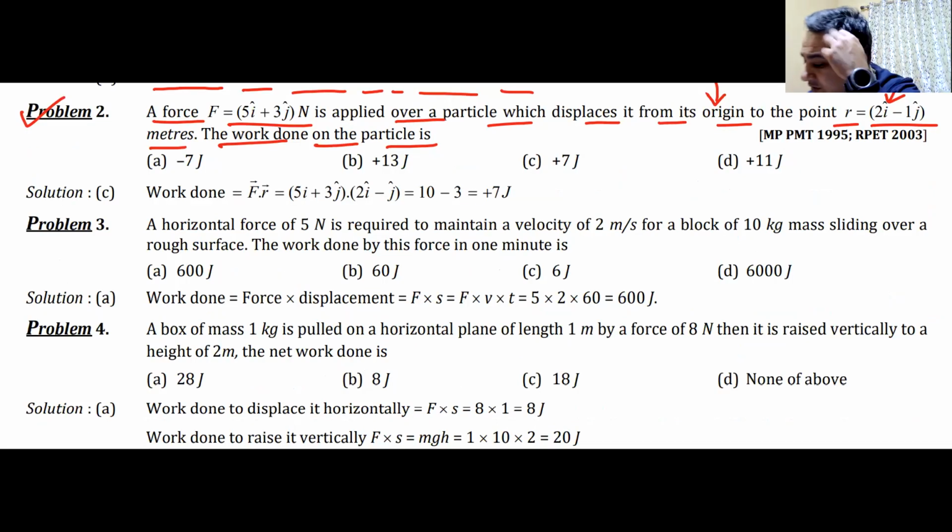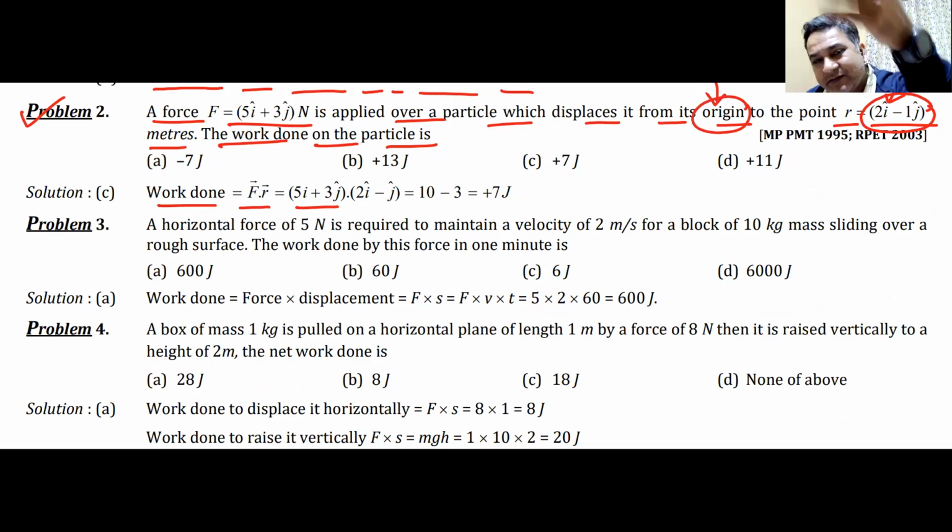So how do you do this? Problem number 2 is very simple. You just have to find out the dot product of force with displacement. Force is 5I plus 3J. You have to dot it with displacement. How do you find the displacement? Final position vector is given to you, 2I minus J. Initial position is 0, origin. So final minus initial will be same as the final, 2I minus J. You take the dot product, you get the answer, and you stay happy always.